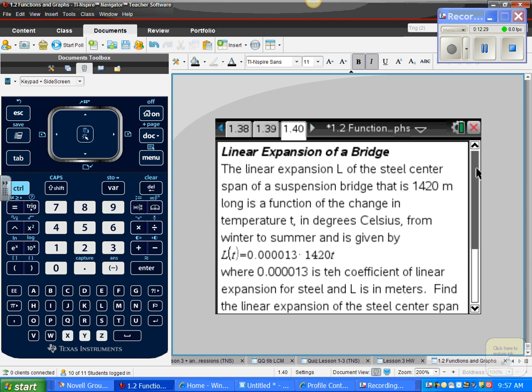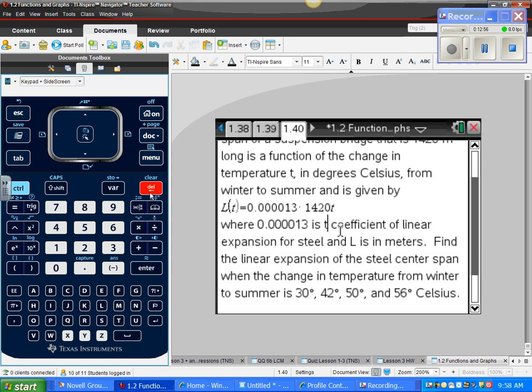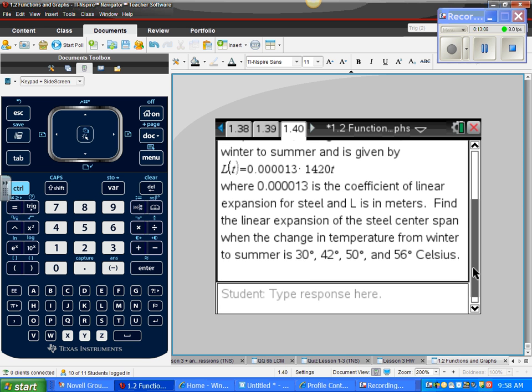All right. Linear expansion of a bridge. A linear expansion L of the steel center span of a suspension bridge that is 1,420 meters long is a function of the change in temperature T in degrees Celsius from winter to summer and is given by L of T equals 0.000013 times 1,420 T, where 0.000013 is the, not K, sorry about that, coefficient of linear expansion for steel, and L is in meters. Find the linear expansion of steel center span when the change in temperature from winter to summer is 30, 42, 50, and 56 degrees Celsius.